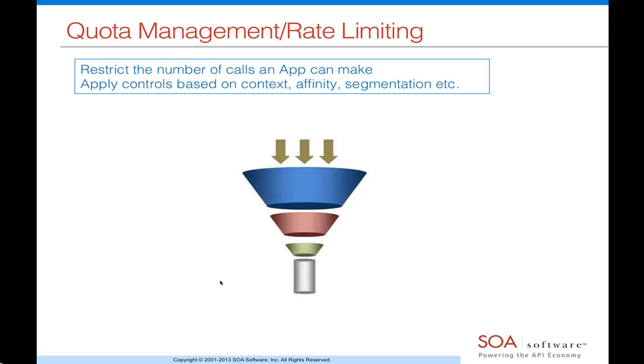You can apply controls on various different aspects with rate limiting and quota management, which is based on context, which is from where it is being accessed, based on affinity, based on segmentation, based on licenses. So you need to have quota management and rate limiting.